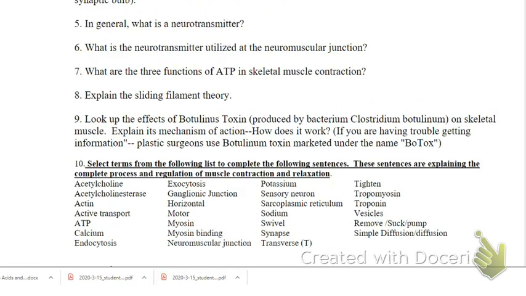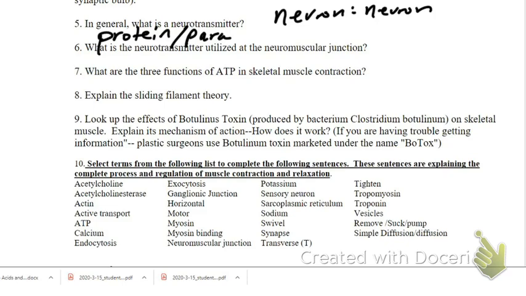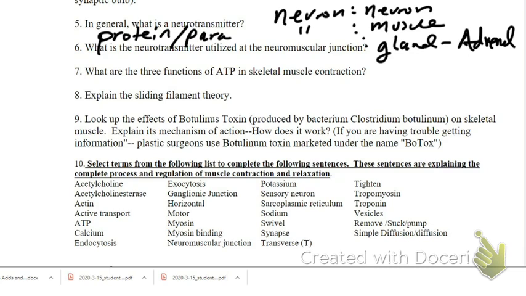What is a neurotransmitter, right? Neurotransmitters are proteins. They are paracrine messengers that are able to go from one neuron to another neuron. They can go from a neuron to a muscle cell, and sometimes from a neuron to a gland. For example, the sympathetic nervous system and the parasympathetic nervous system can directly stimulate glands like the adrenal gland, or suprarenal gland, for it to make epinephrine or adrenaline. All right, so that's what a neurotransmitter is.